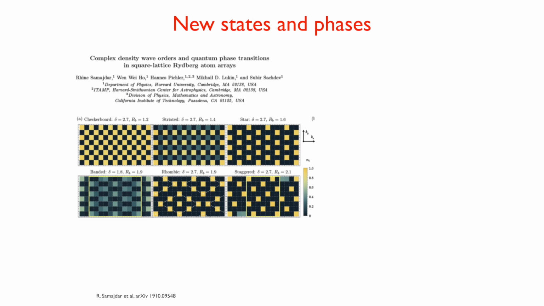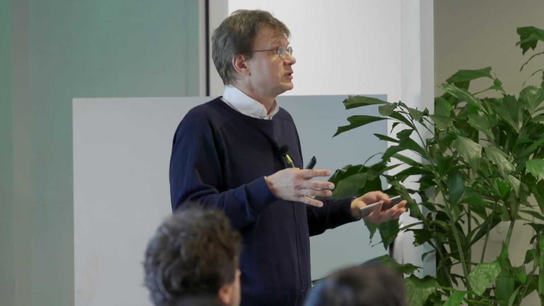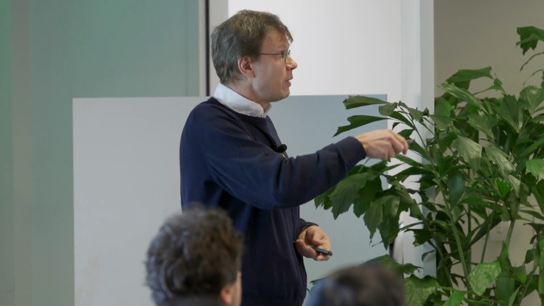One of them is just to try to look at new states of matter. You would say, OK, if you extend this system to 2D, of course, you should see some kind of Ising model in 2D. And actually, one of Subir's students, Ryan, just started exploring that. And even in this simple square lattice, he already discovered many different phases which can occur.